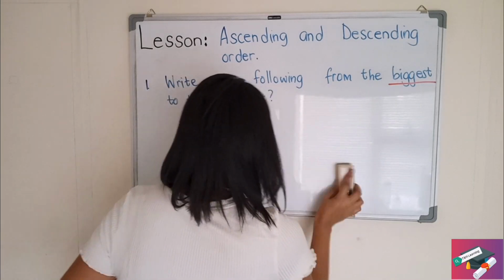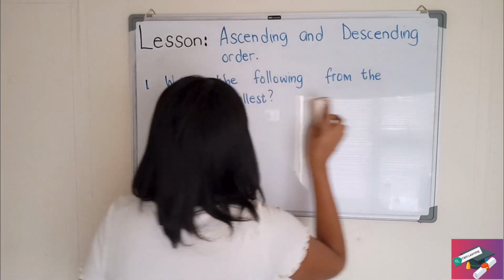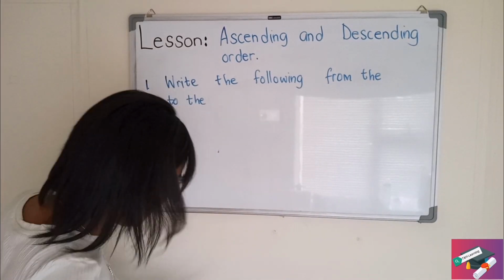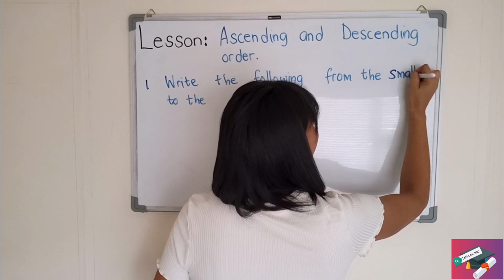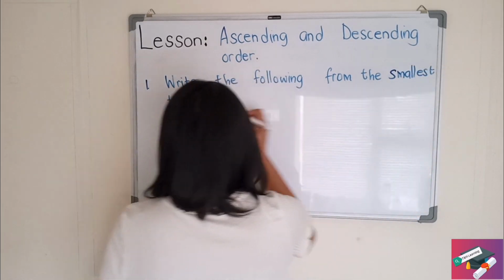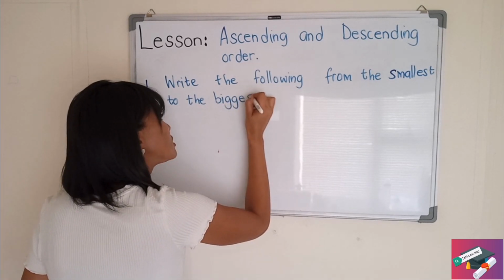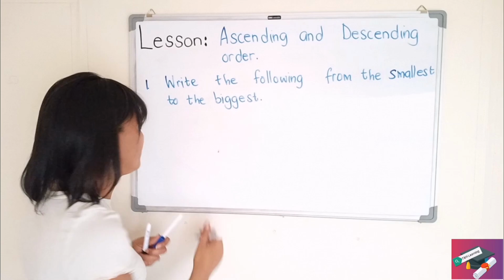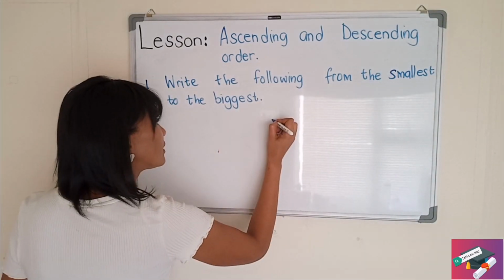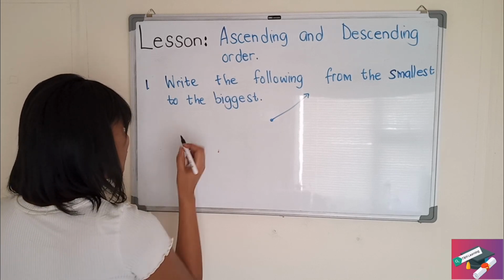So write the following from the smallest now to the biggest. So it's now from the smallest to the biggest. So that means we are doing ascending order. Right. So I can actually do this. Right. So here's our following numbers.